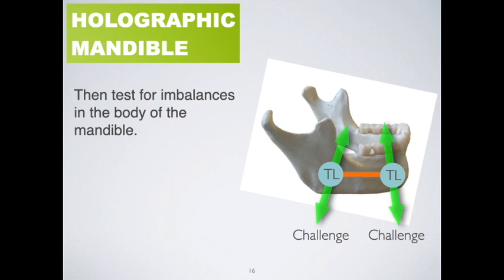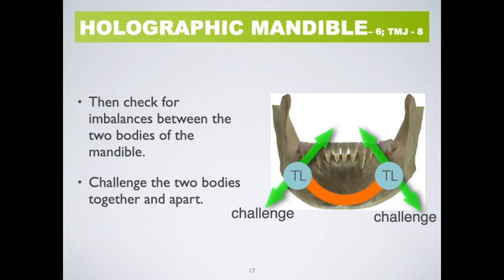These slides are very thorough. So you see the blue dots there have TL. That's where the patient 2-point TLs, and then the challenge direction is the green arrows. These are great slides. I didn't make these slides, but they're done really well. And this is one you'll find a lot. We challenge basically the two bodies apart and together.